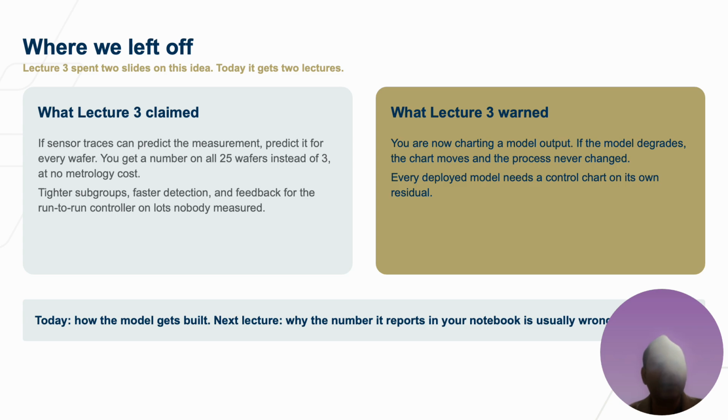The warning is equally short. You are now charting a model output. If the model degrades, the chart moves and the process never changed. You have 2 things that can drift instead of 1. Every deployed model needs a control chart on its own residual. I said that was the most transferable idea in this course, and I meant it.